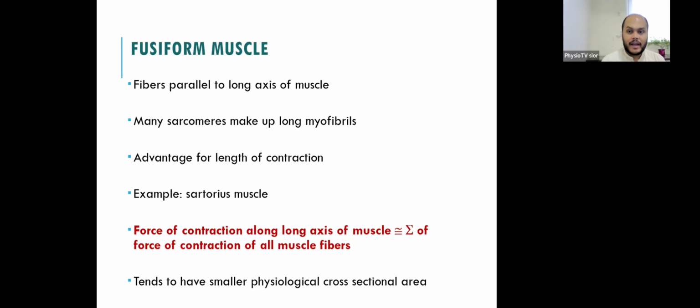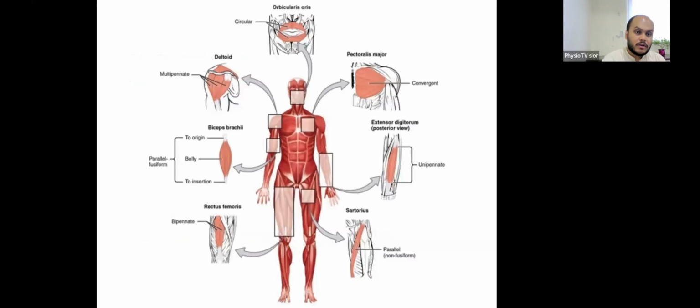Sartorius has been mentioned over here, but the best example of a fusiform muscle is the biceps brachii, present in the upper quadrant of the body. As you can see, the sartorius is a parallel, non-fusiform muscle. The biceps brachii is the structure I was talking about: at the origin and at the insertion it is tapering, but the belly is thick. It's quite a fish body-like structure, and that's why it's called a fusiform muscle.